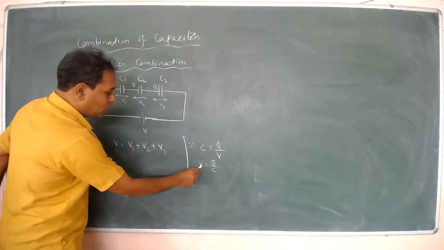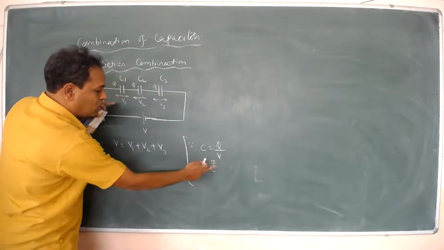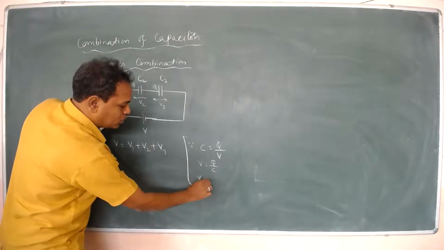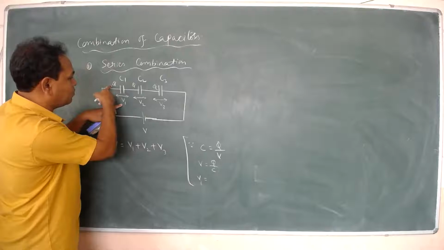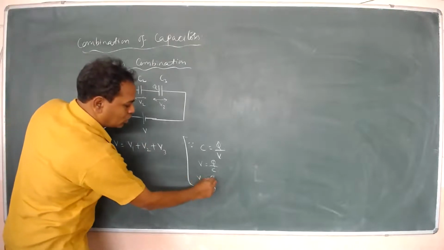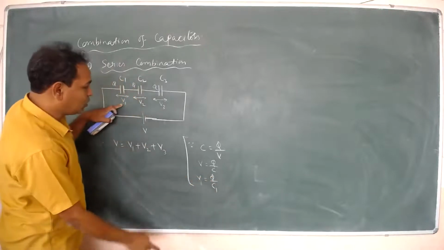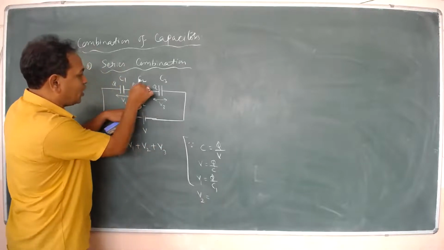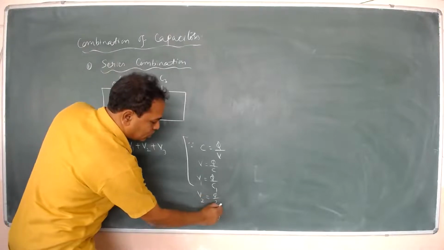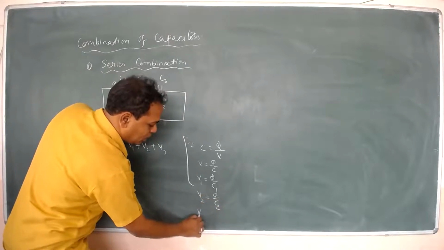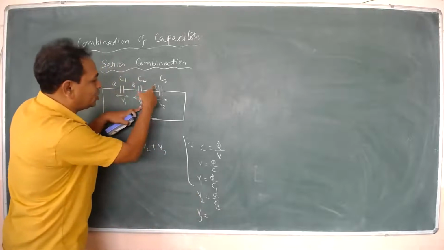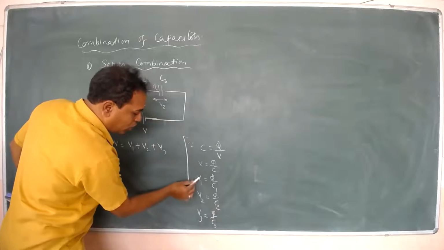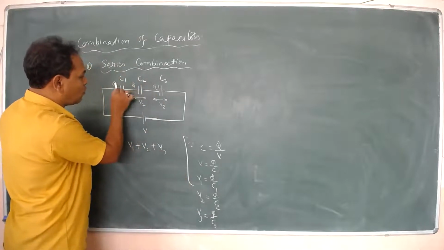Similarly, I will write this formula for V1, V2 and V3. For V1, since the charge is the same, V1 is equal to Q by C1. Similarly, V2 is equal to Q by C2, and V3 is equal to Q by C3. So in all the capacitors, Q is common, constant.